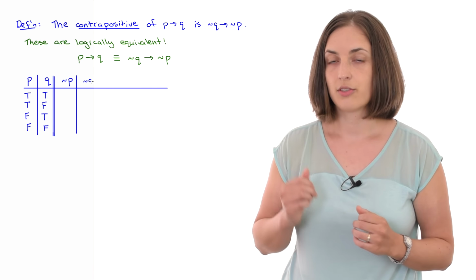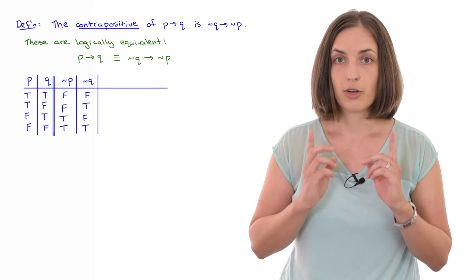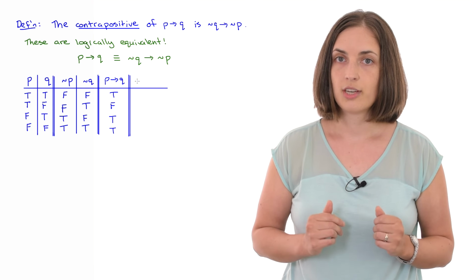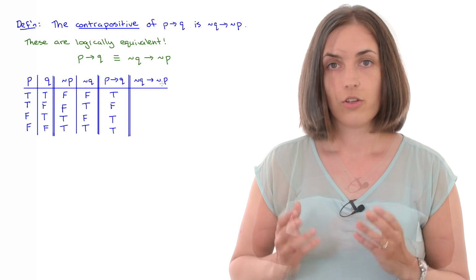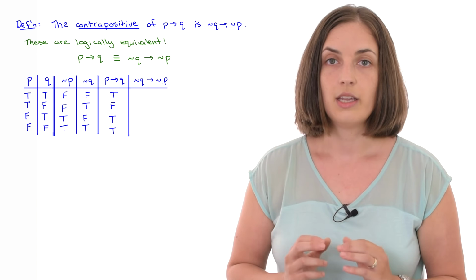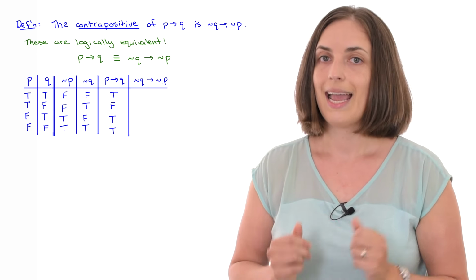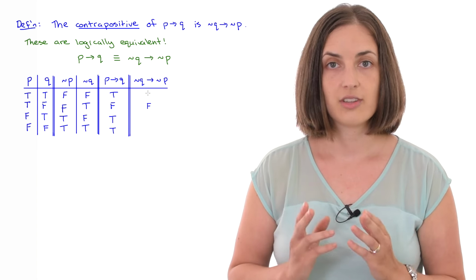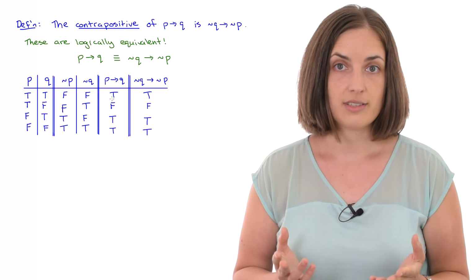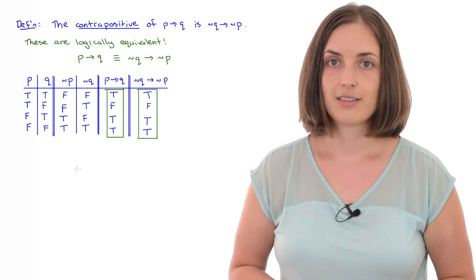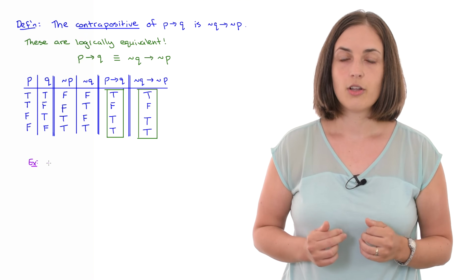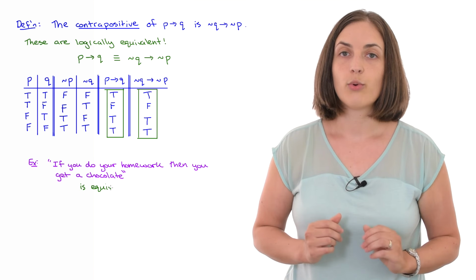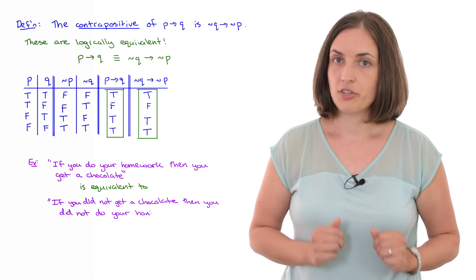We will record the truth values of not P as well as not Q, then recall the definition for the truth table of P implies Q, and finally, let's write down the truth table for not Q implies not P. Notice that this will be false only if not Q is true and not P is false. This happens in the second row of the table, so we can put false there and true everywhere else. Therefore, we see that the two statement forms are logically equivalent. Revisiting our example from before, we can say that the statement, if you do your homework, then you get a chocolate, is logically equivalent to, if you did not get a chocolate, then you did not do your homework.